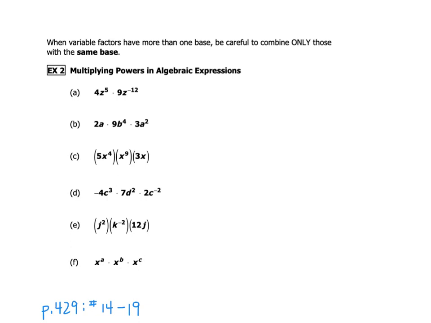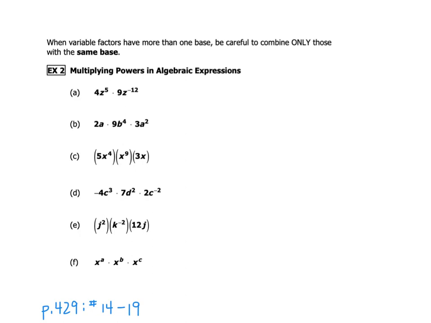Now we're going to work on some more complicated problems. One thing to keep in mind, when we're doing this with variables, you can only combine those terms that have the same base. So if you're working with different variables, you may have different bases and you can't really combine them. Keep in mind as you look at the bottom of the page, this goes with page 429, numbers 14 through 19. So let's go ahead and look at example A.